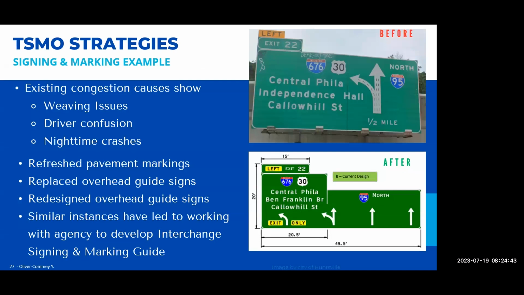I just mentioned the signing and marking, and that's one thing we've done pretty successfully. This was a project where we realized that there was a lot of weaving on the highway and a lot of crashes. So we took this existing sign above, which was very confusing because they didn't really understand this big arrow, and just put a wider sign that had the lane arrows placed over each lane. And what this has also led to is the team and I have helped some other state departments to develop interchange signing and marking guides when they found that there have been inconsistencies in the way they've signed their interchanges.